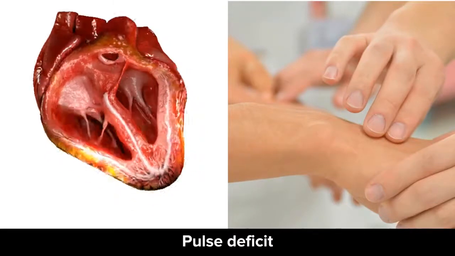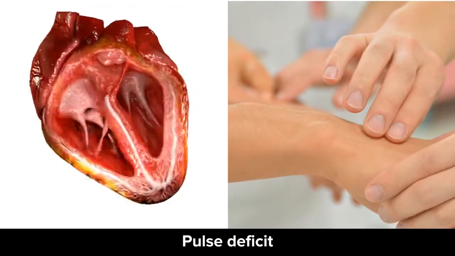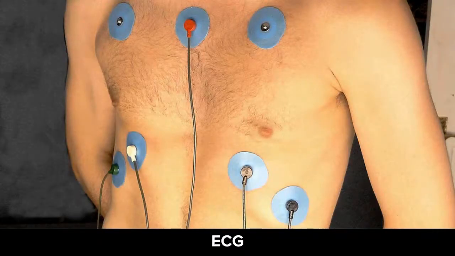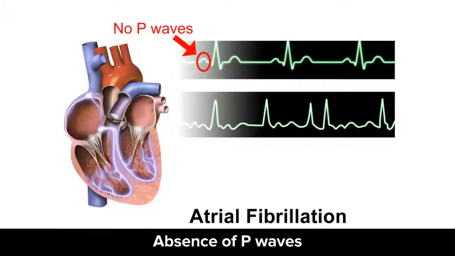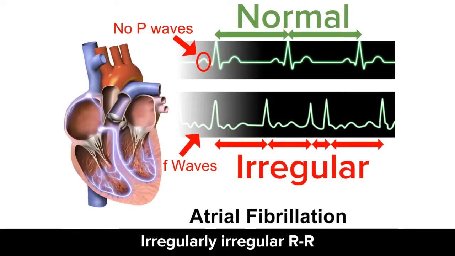fast ventricular rates. Diagnosis of atrial fibrillation is mainly made by ECG. The ECG findings in atrial fibrillation include absence of P waves, presence of fibrillatory waves, so-called F waves, between QRS complexes. These F waves are irregular in timing as well as in morphology. Irregularly irregular RR intervals is another ECG finding. The RR interval is the interval between the peak of one QRS complex to the peak of the next.